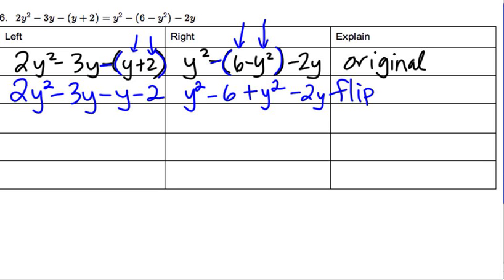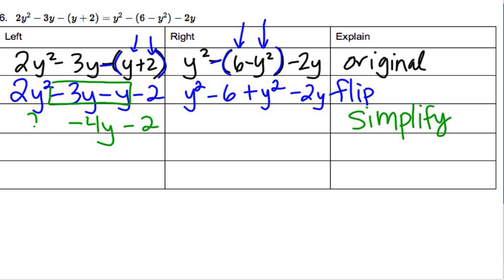It looks really complicated right now, so I'm going to see if I can simplify. Make it simpler. I see simplifying in that this can be combined into negative 4y's. I still have my negative 2, and I still have my 2y squared. On the right, I notice y squared, y squared. So I'm going to put those together because there's two y squareds. I still have the minus 6 and the minus 2y.